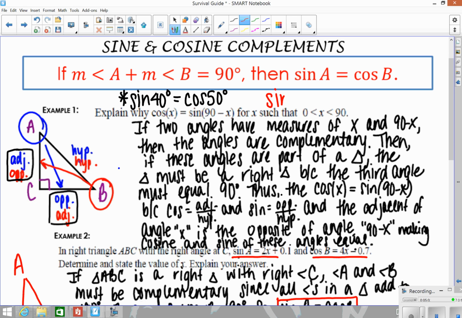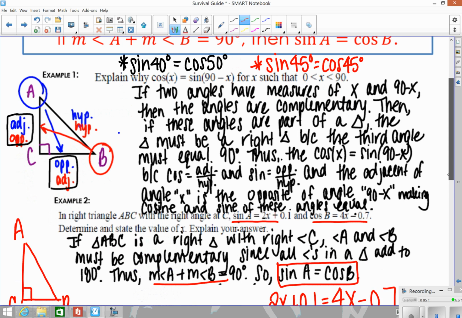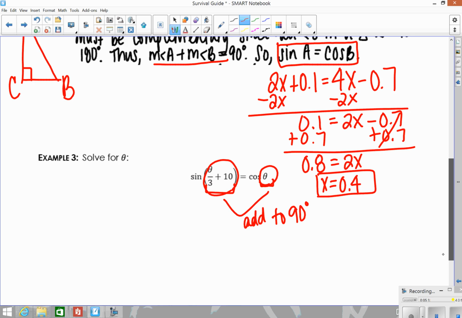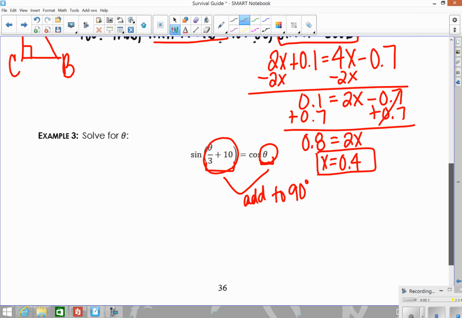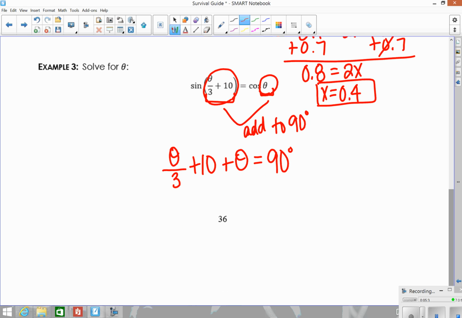I could also say sine of 45 equals cosine of 45 because they add to 90. So any situation where you can add your angles and get 90, sine and cosine of those angles must be equal. To solve this one, I'm going to add them and set them equal to 90. And remember, theta is just a symbol. You could make it an x if you feel more comfortable with that. It's just a symbol we typically use in trig.